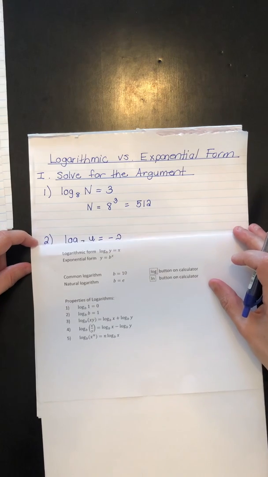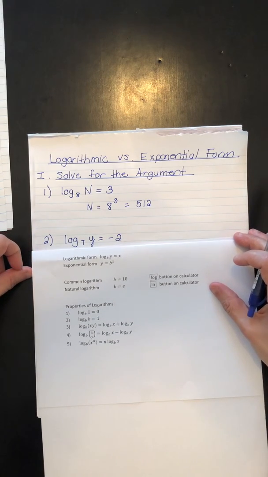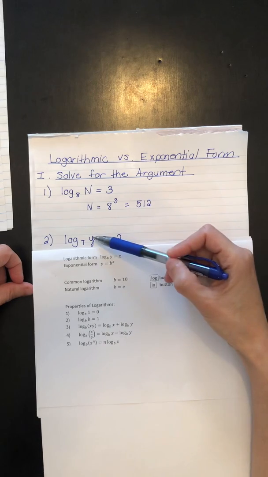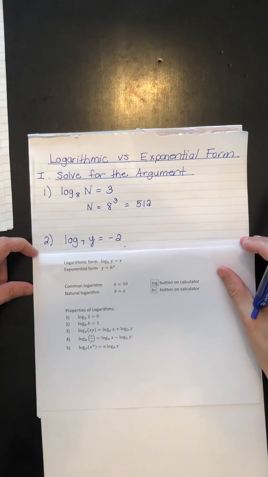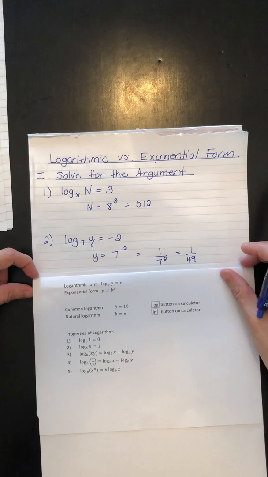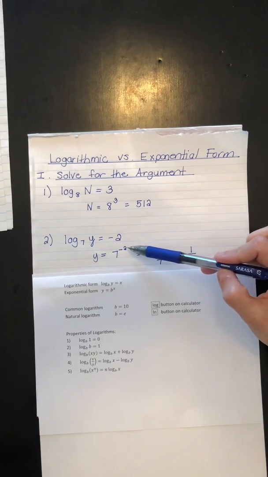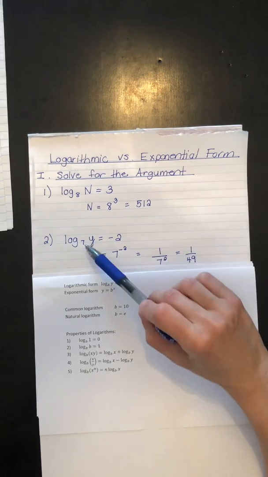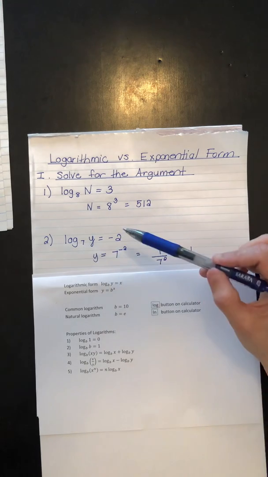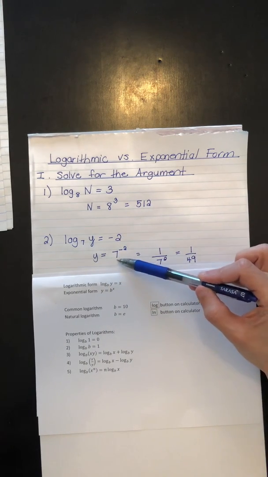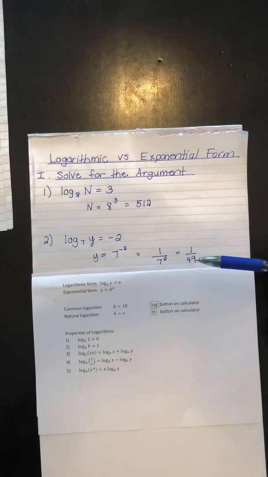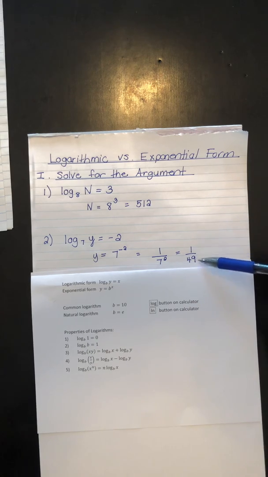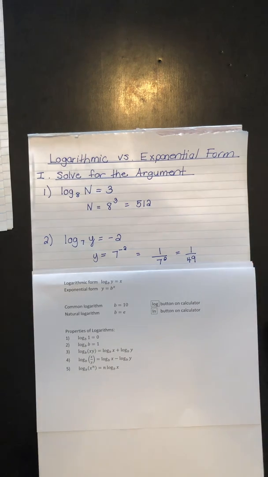Here's a second one. Y is the argument, so we do the switch in forms to write y is equal to 7 to the power of negative 2. So again, the base is 7. The exponent is negative 2. This is the same as 1 over 7 squared if we make that exponent positive. And that means it's also 1 over 49.